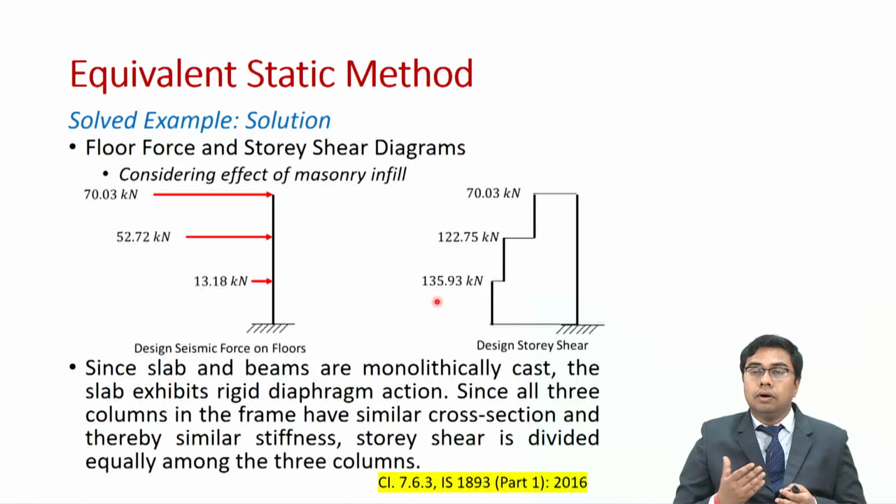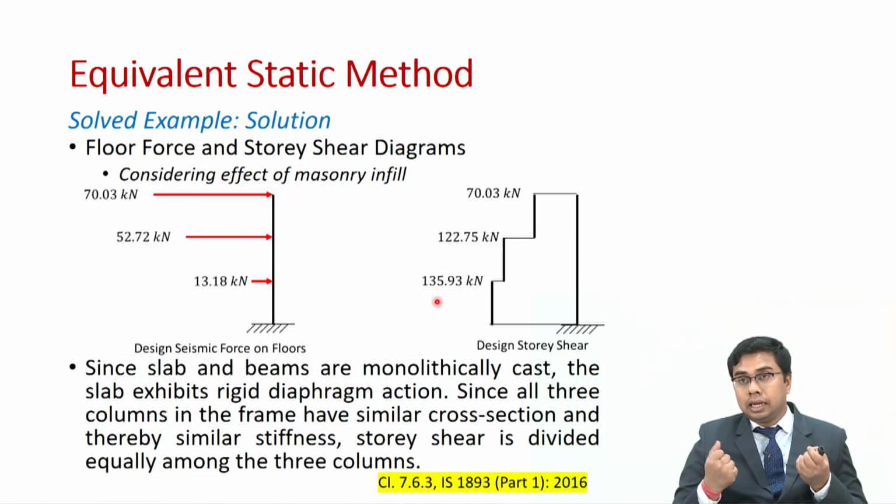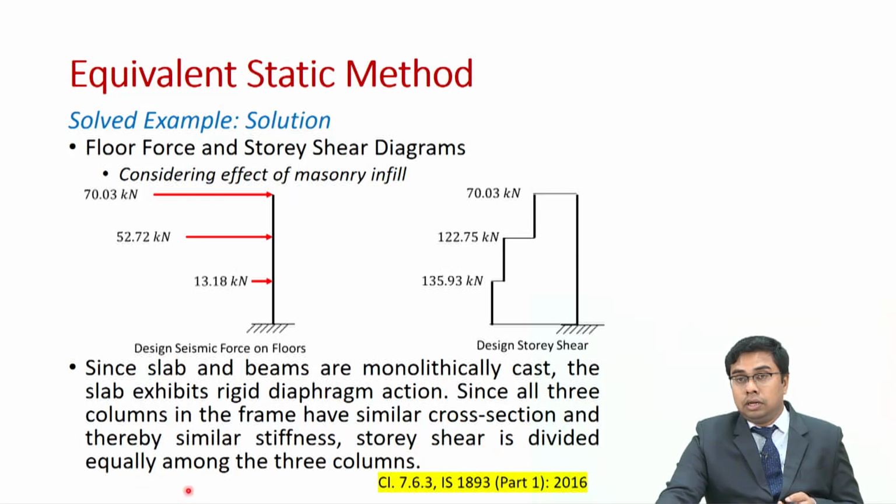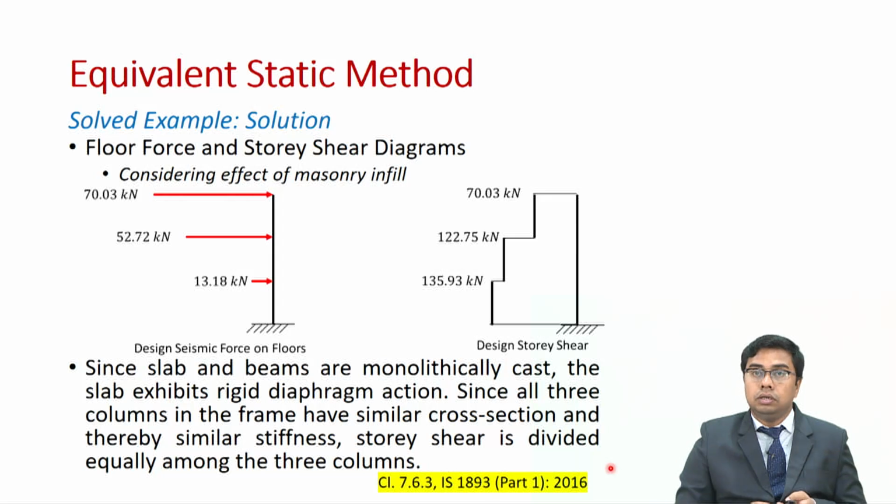Now in our case, the slabs and beams are monolithically cast. The slab exhibits rigid diaphragm action. Since there is rigid diaphragm action, the distribution of story shear will be done in proportion to the stiffness of the various lateral load resisting systems. In this case, we have three columns which have exactly similar cross section and they also exhibit similar stiffness. Therefore, the story shear is divided equally among these three columns. For this you can refer to this very clause in IS 1893 part 1 2016.